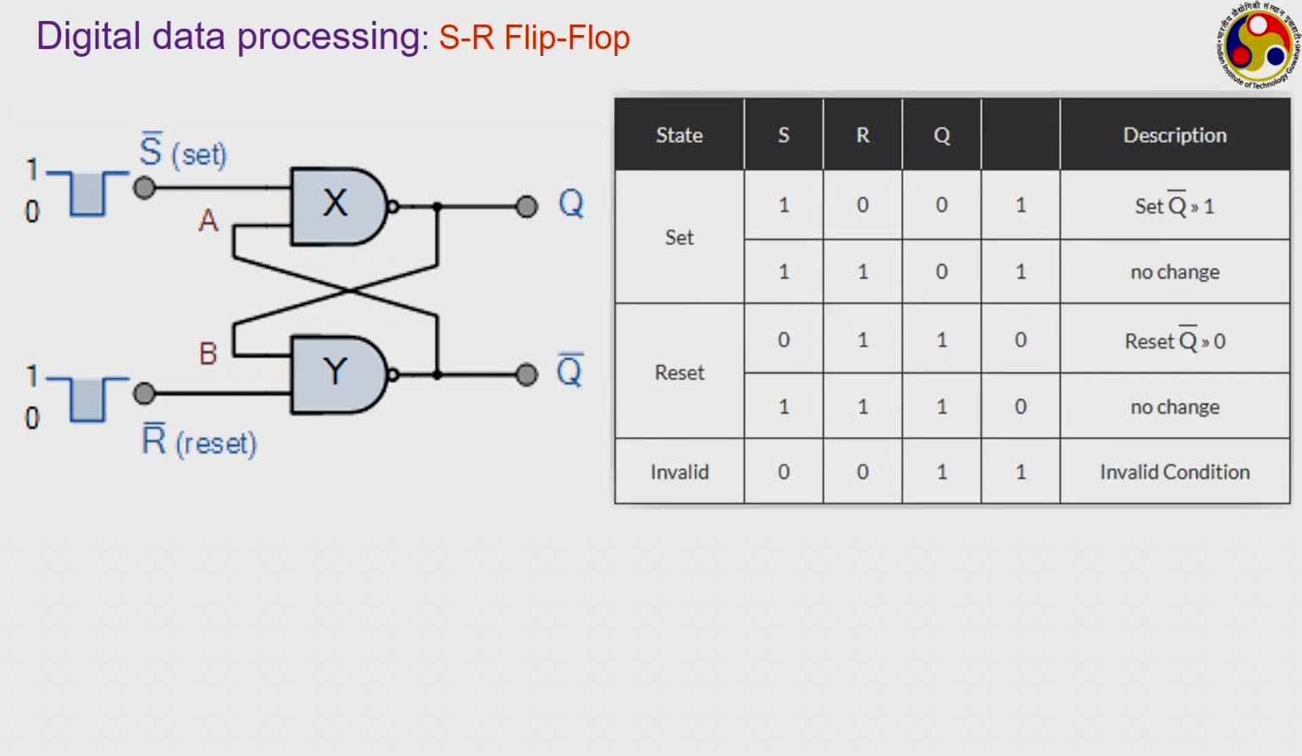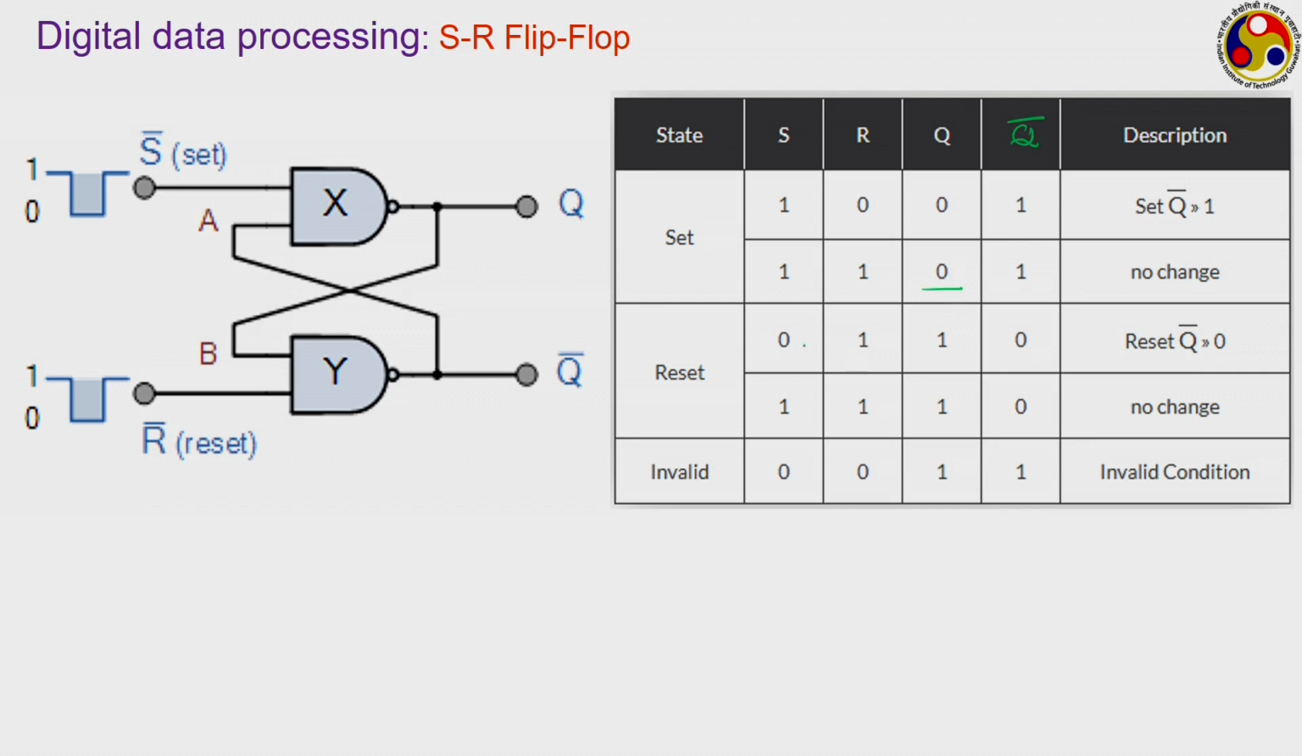And when S is set to 1, R is set to 0, you are going to get Q equal to 0 and Q bar equal to 1. So, this one should be equal to Q bar, which is somehow missing. And now when we change this R to 1, that is we reset the circuit, Q still becomes 0.